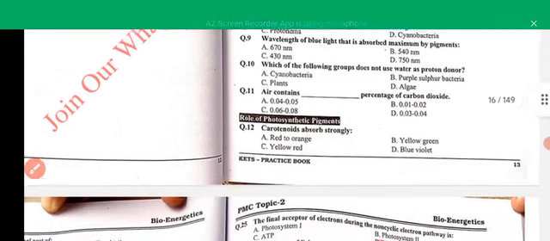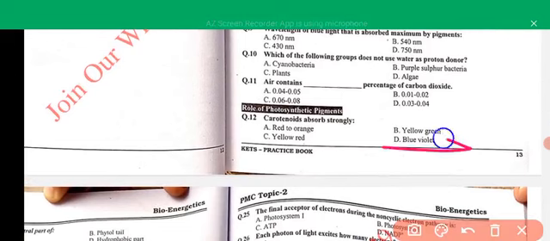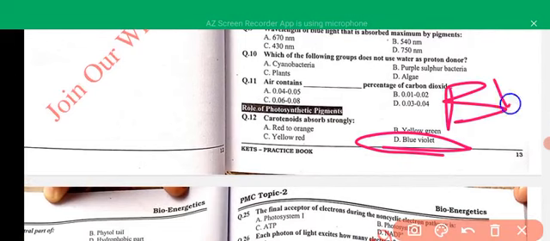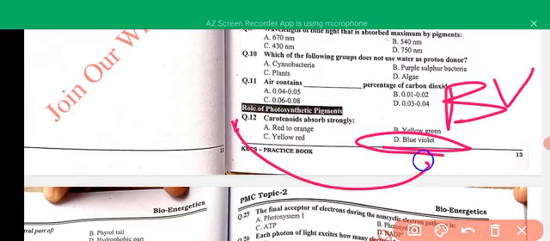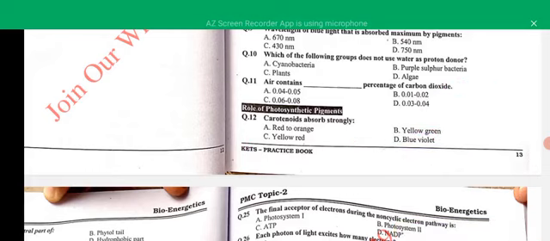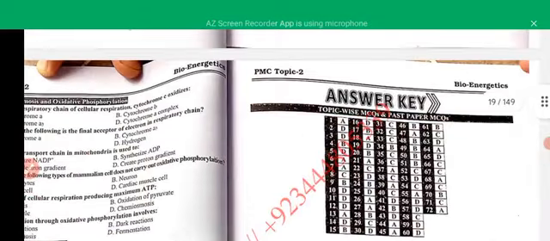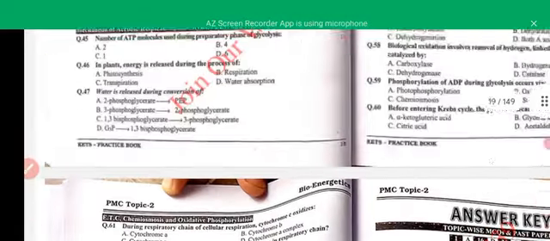Carotenoids absorb mostly blue-violet light. They are red to orange, but they absorb strongly the blue-violet color of the radiation. So the option is correct.